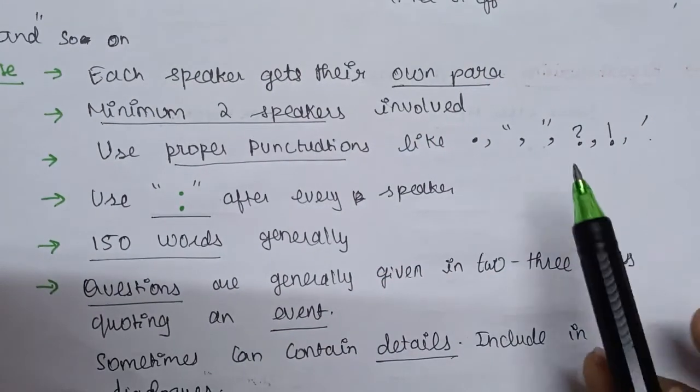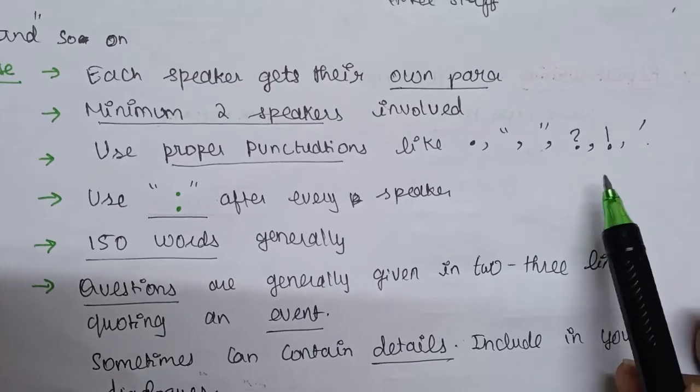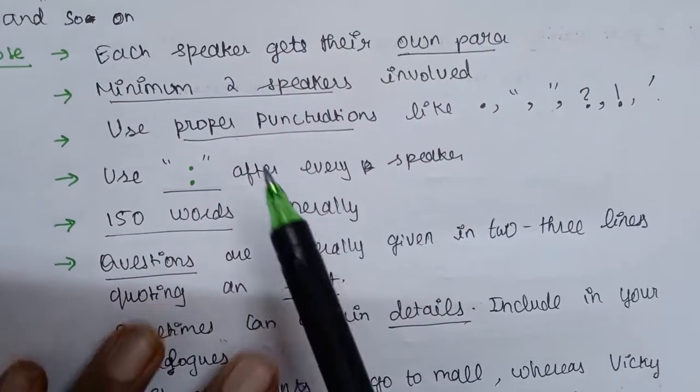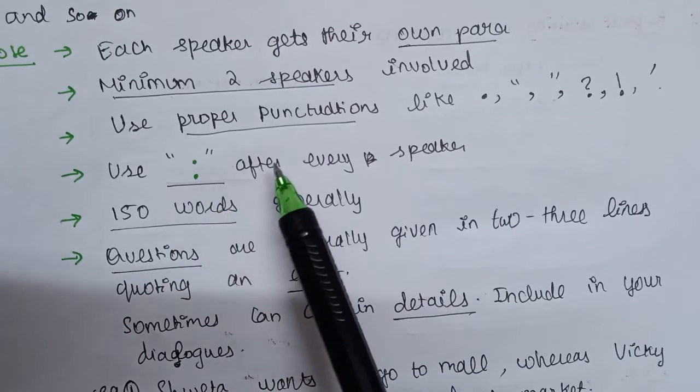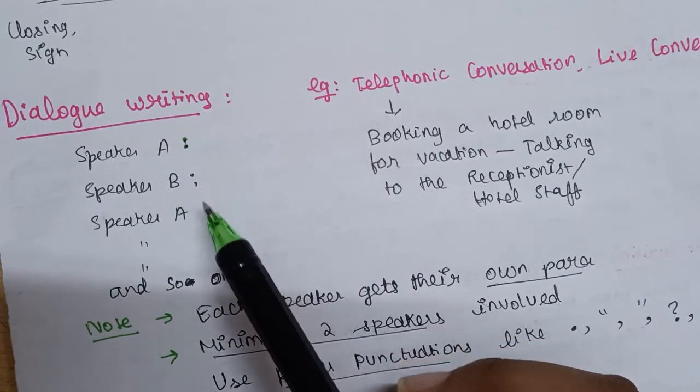Like, let's say one person asked, how may I help you? So you have to use a question mark. Okay, so let's say some person said hello, so put an exclamatory mark. Next one is, use this particular punctuation after every speaker. So here you can see speaker A, I put that punctuation. Speaker B, I put that punctuation.